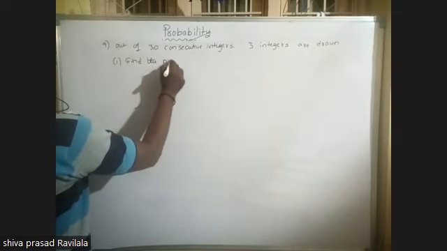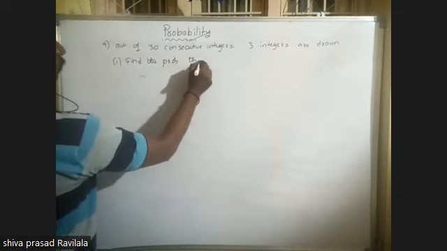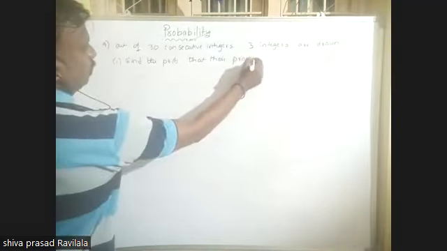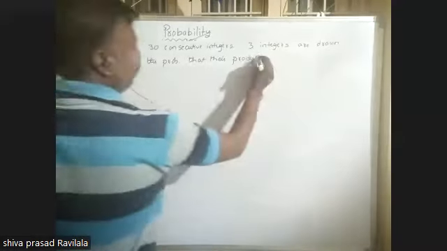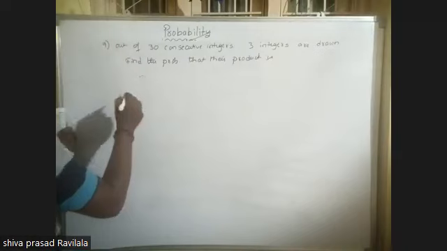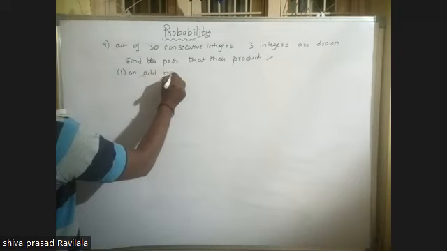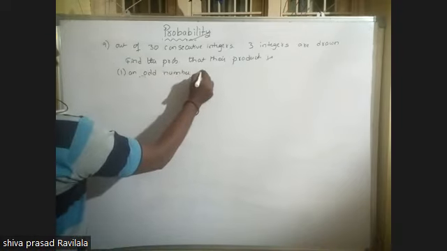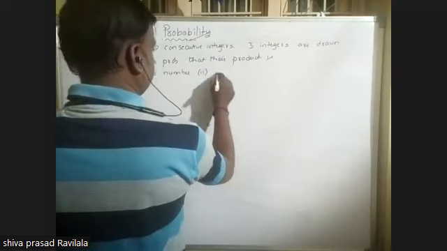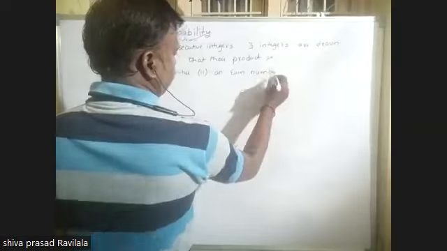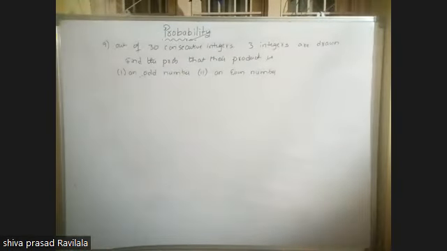Find the probability that the product is, not addition as before, product is the first one, an odd number, and second one is an even number. When you take 3 numbers, the product will be an odd number or an even number. How? Read once, everyone, and try to do it.